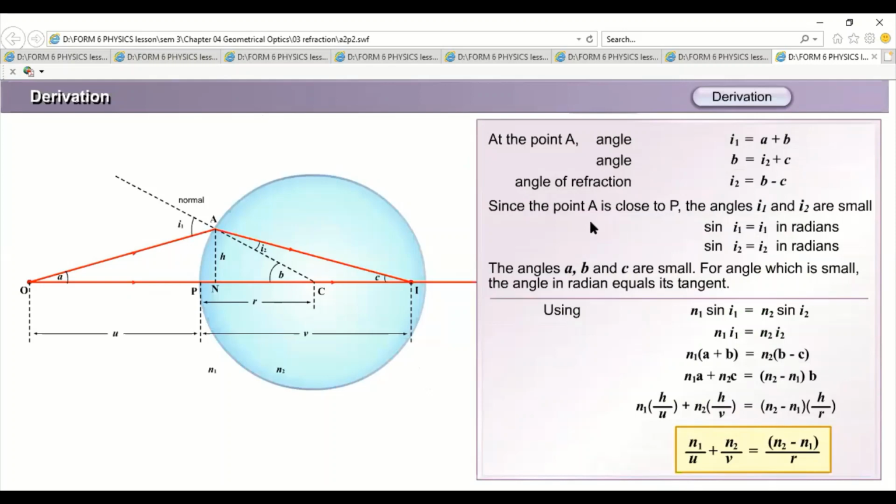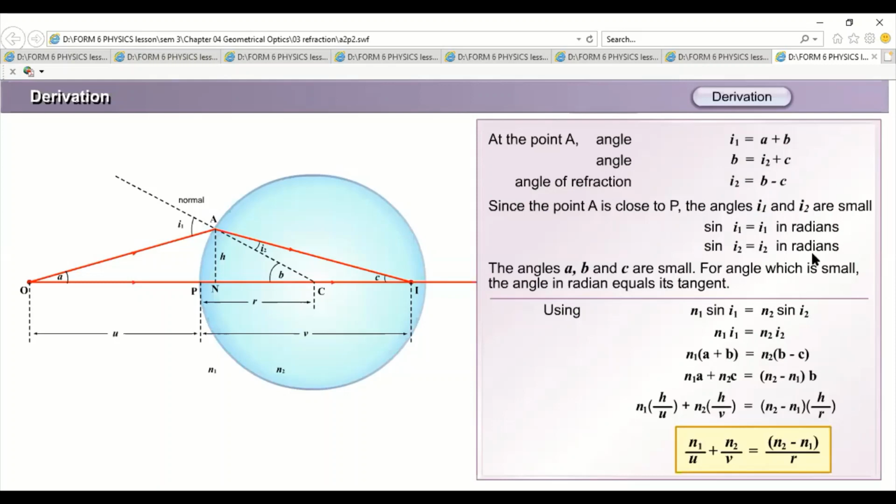Since the point A is close to P, the angles I1 and I2 are considerably small. That means that sin I1 equals I1 in radians, and sin I2 equals I2 in radians. The angles A, B, and C are small. For an angle which is small, the angle in radians equals its tangent.